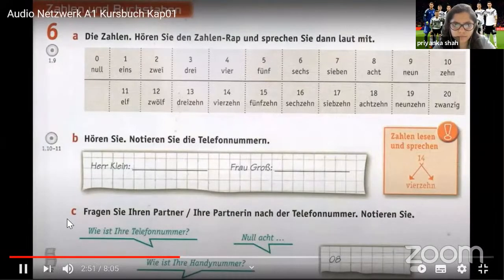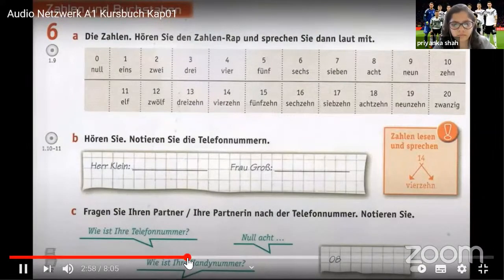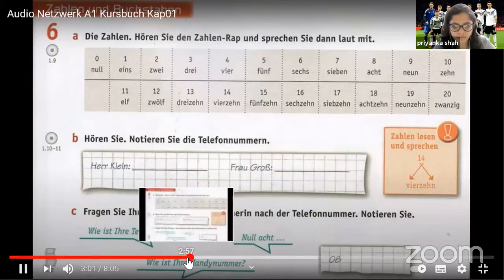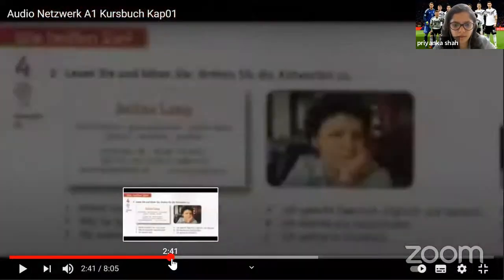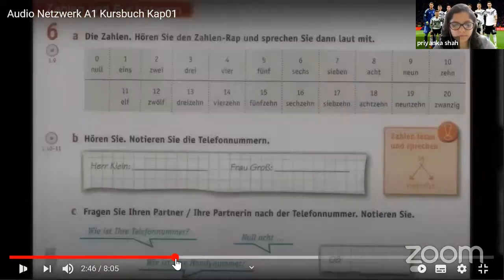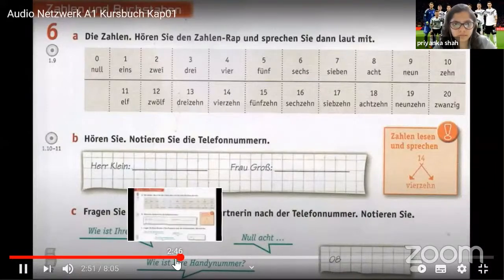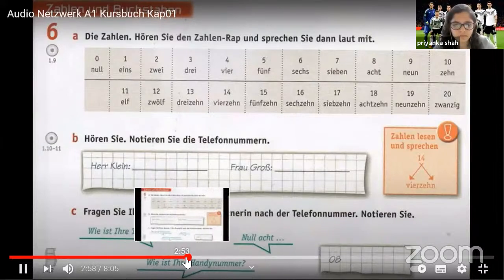Eins, zwei, drei, vier, fünf, sechs, sieben, acht, neun, zehn, elf. Zahlenrap. Eins, zwei, drei, vier, fünf, sechs, sieben, acht, neun, zehn.